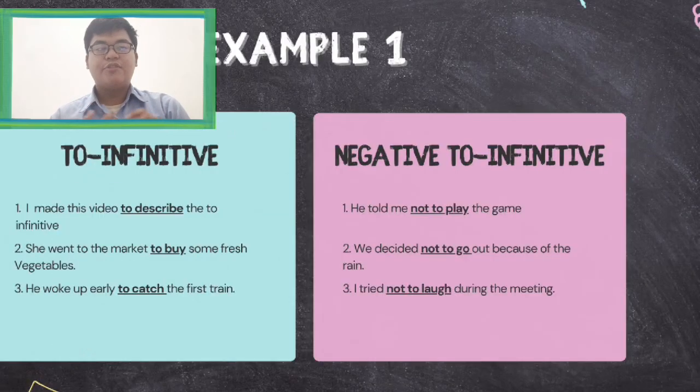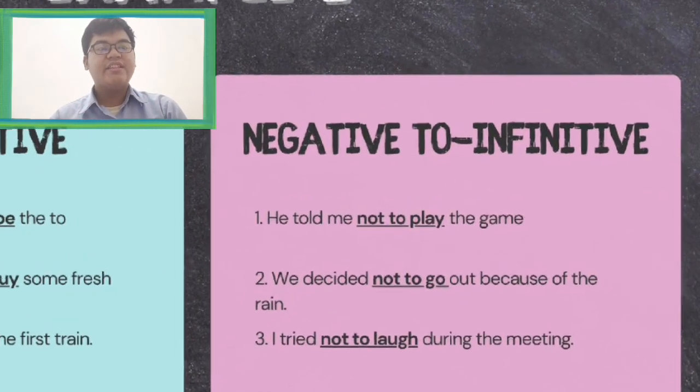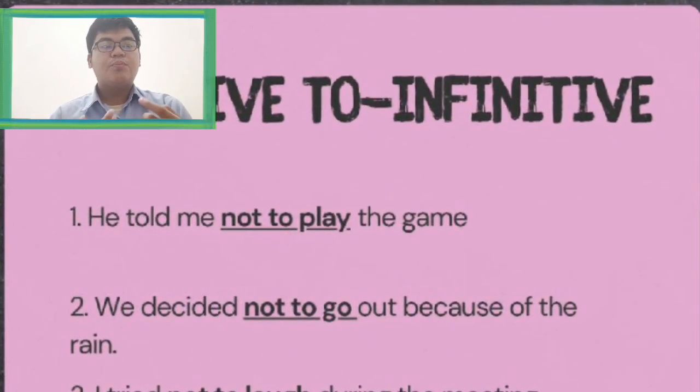Next is negative to-infinitive. We have a sentence, he told me not to play the game. So negative to-infinitive is actually the same as to-infinitive, but the context and the purpose become negative. So, he told me not to play the game. He is a subject, told is a verb, while the to-infinitive in that sentence is not to play.